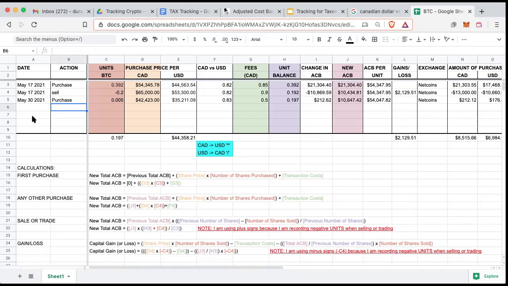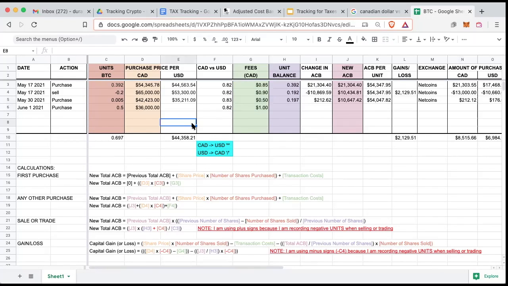So once you have this started, you can just copy and paste formulas. For example, let's say you made a purchase on June 1 and you bought half a Bitcoin. Good for you. And the price was at discount at $36,000. And the exchange rate, let's say, was 82 cents. And the fee was $1. And I notice I don't have dollar signs here. We can fix that, highlight them.